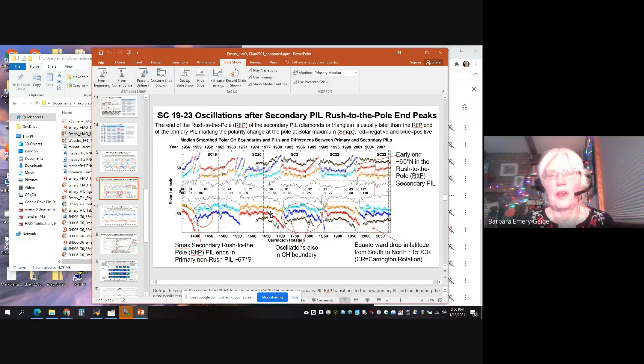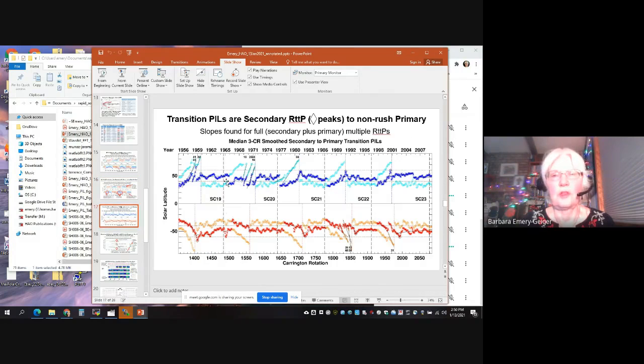And they are every solar cycle. They are shown here where we look at them continuously. So that's what we're looking at. We're trying to look at this peak in the secondary PIL rush to the pole end, and to find out what characteristics it has. And it turns out it also ends up having oscillations afterwards a lot of times, not always, but a lot. So that's about all I can say there.